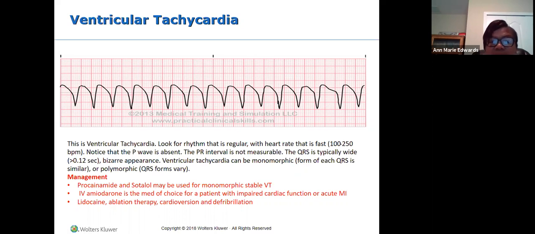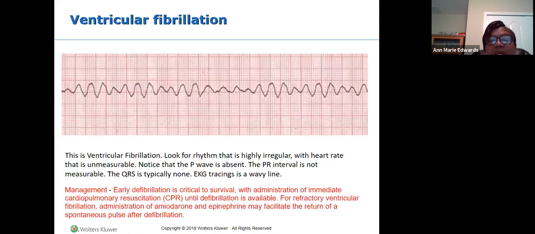But in VTAC, the waves are regular. In VFib, look how irregular they are. Look at these compared to these. So in VFib, the rhythm is irregular and the heart rate cannot be measured. Notice that the P wave is also absent and the PR interval is not measurable. The QRS is typically not measurable either. And the ECG tracing is going to show you a wavy line.